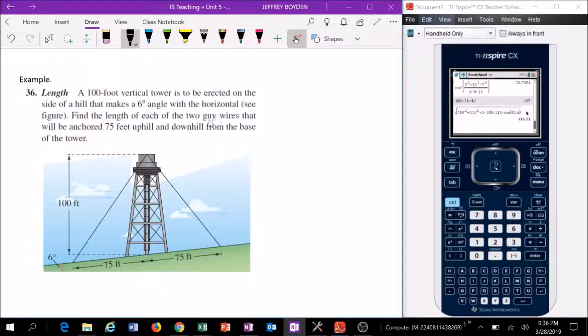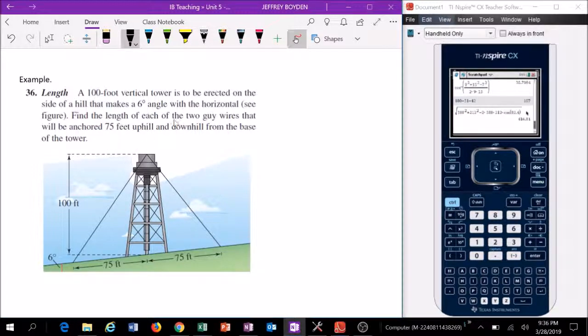Find the length of each of the two guy wires. That's this wire and this wire there, which we do really use in real life to keep towers and things from falling over, particularly telecom towers and things like that. And they're going to be anchored 75 feet uphill and downhill from the base of the tower. They were kind enough to label that for us.